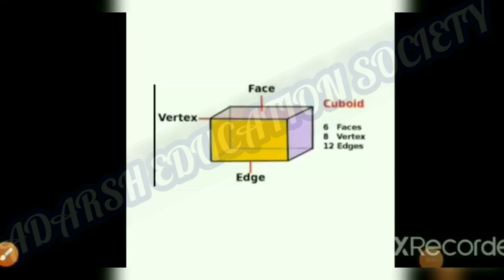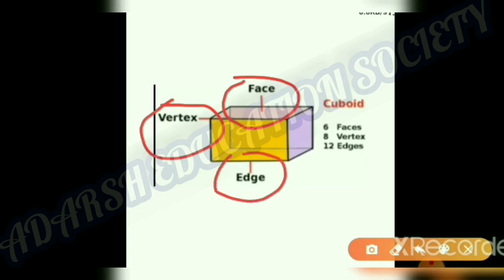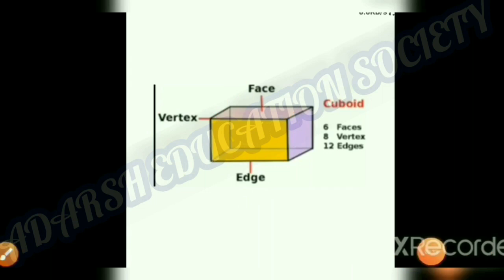Here 3D shape of cuboid is given. This is also shape of the brick also. Here we can easily identify the face. This is the face of the brick. This is the vertex of brick and this is the edge of brick, right? Cuboid have 6 faces, 8 vertex and 12 edges. So the bricks also have 6 faces, 8 vertex and 12 edges.